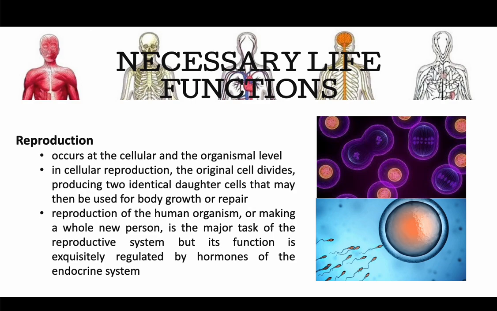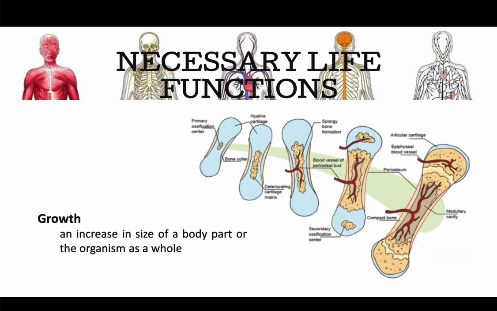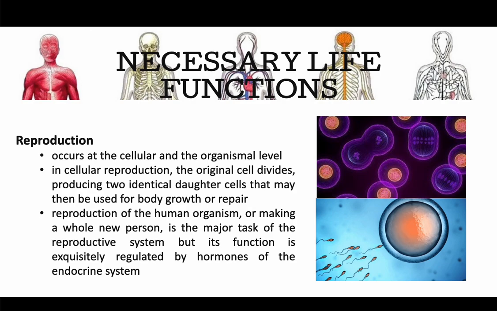So, in cellular reproduction, the original cell divides, producing two identical daughter cells that may then be used for body growth or repair. So, the reproduction of the human organism, it's making a whole new person. It's the major task of the reproductive system, but its function is exquisitely regulated by hormones of your endocrine system. So, your endocrine system and your reproductive system, they work together.